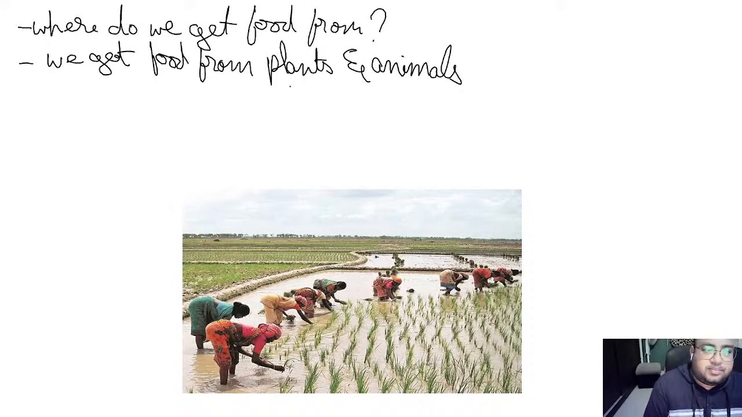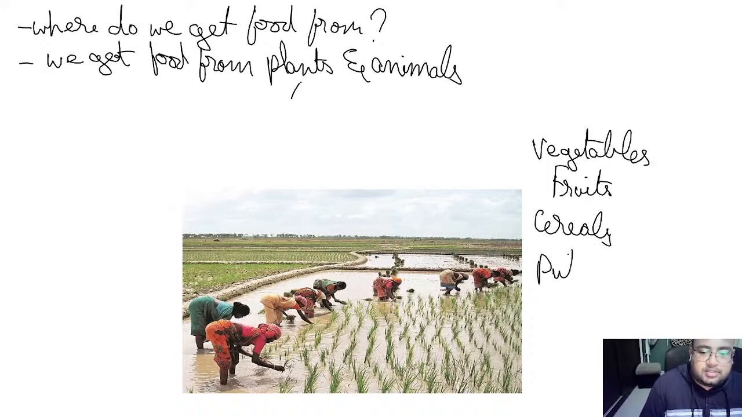Okay. So if it is from plants, how do we get it from plants? So here you can see there's a big picture here. So in a field like this, plants are planted. Okay, for each and every vegetable, for vegetables, fruits, cereals, pulses. So plants are planted in such big fields, okay, and they are grown. They are grown and they are taken good care of so that we get healthy vegetables, healthy fruits, and healthy cereals and pulses. So everything like rice, wheat, we get everything from the field.